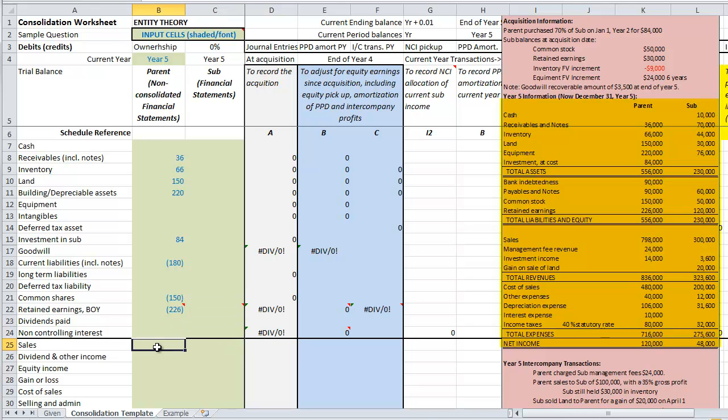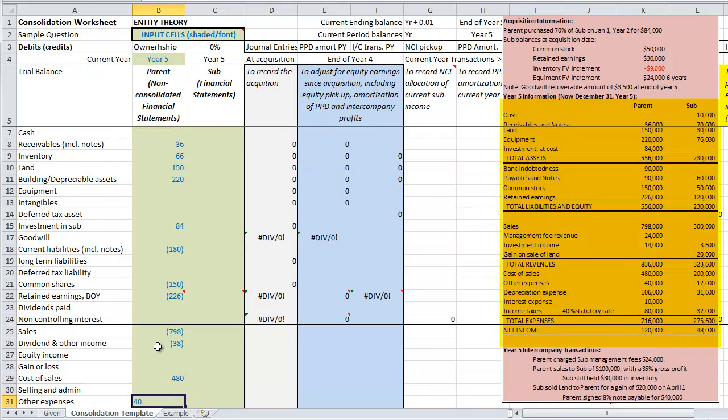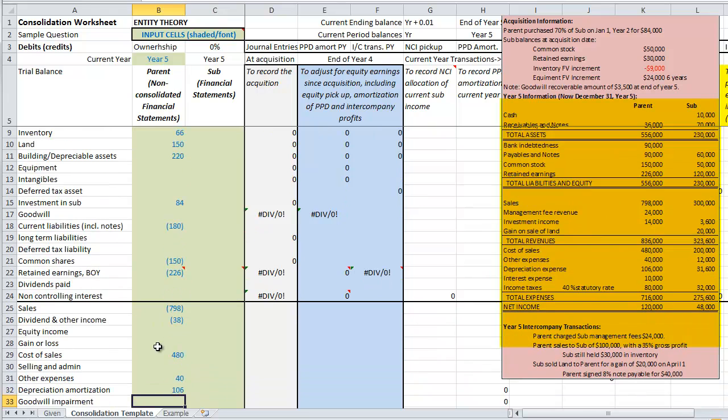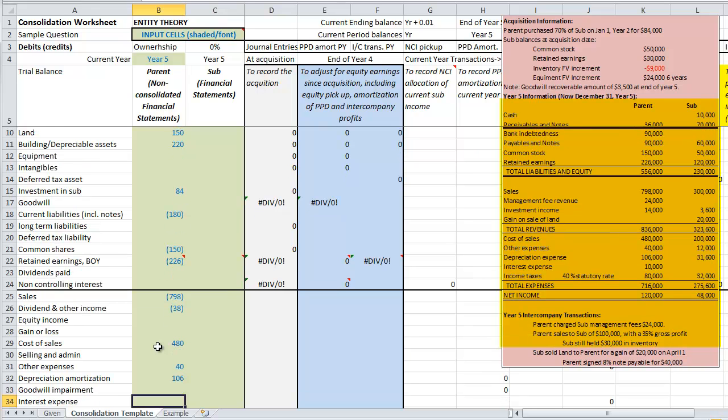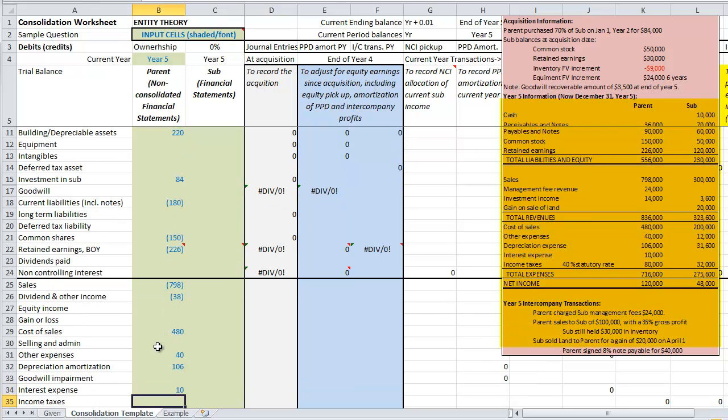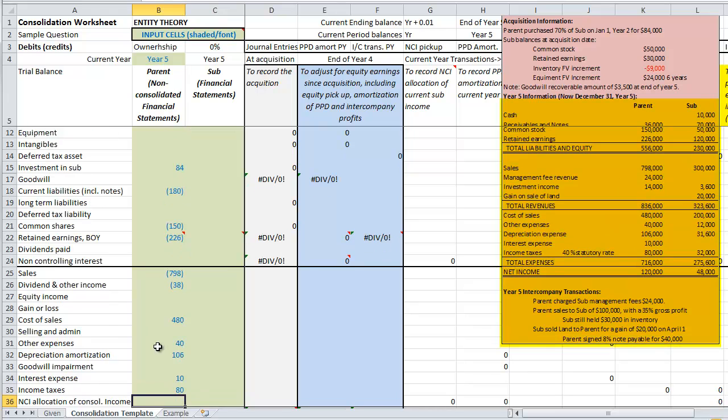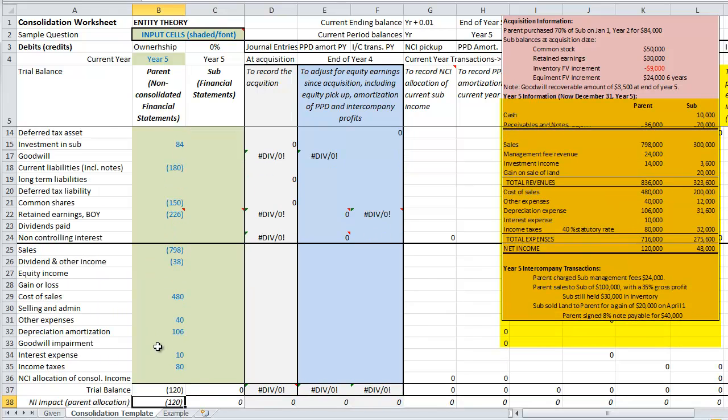When we go down to the income statement, we have $798,000 in sales. Again, it's a credit balance. We have $24,000 in management fees, as well as $14,000 in investment income. We have cost of sales of $480,000. We have other expenses of $40,000, $106,000 of depreciation expense. We have $10,000 of interest income and income taxes of $80,000. That gives us our net income.